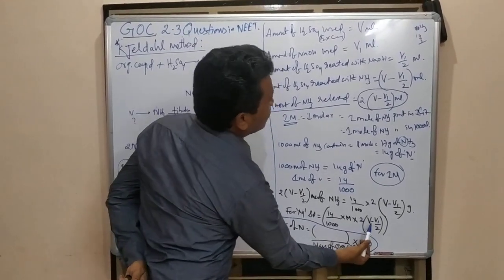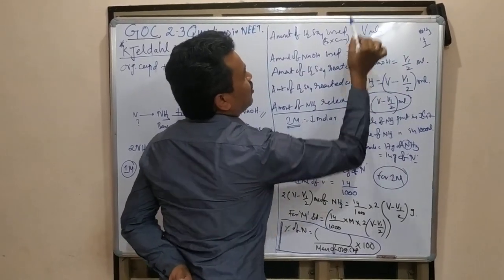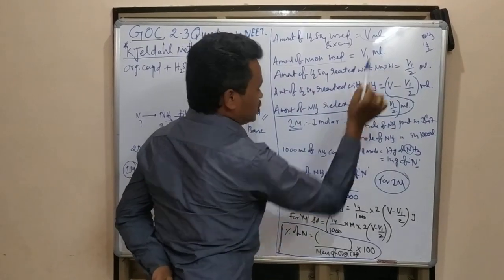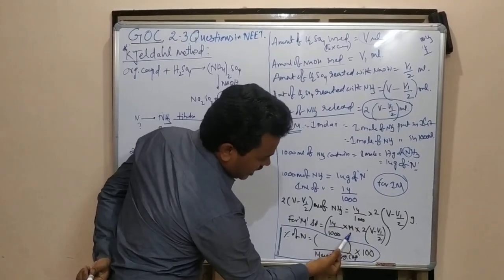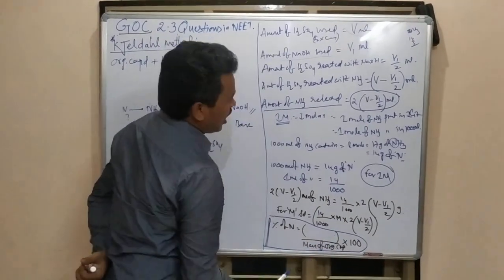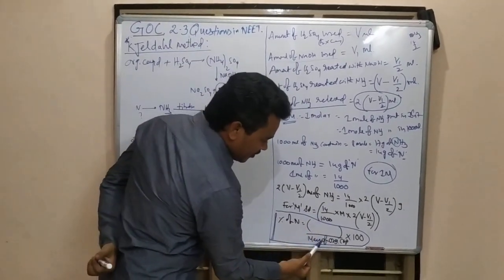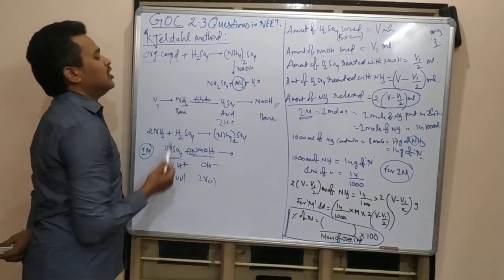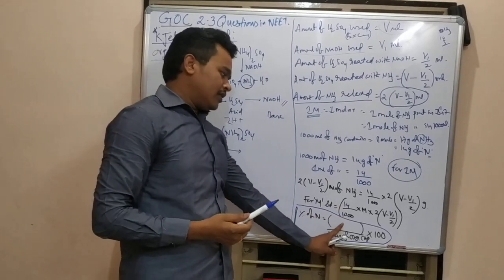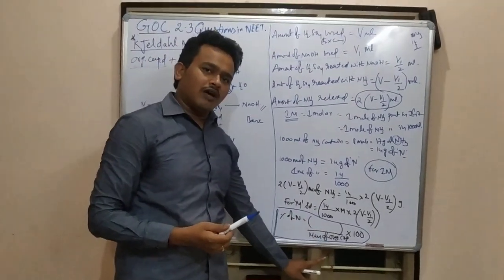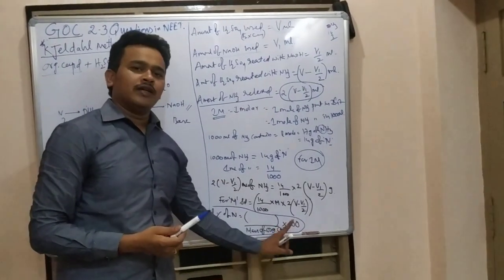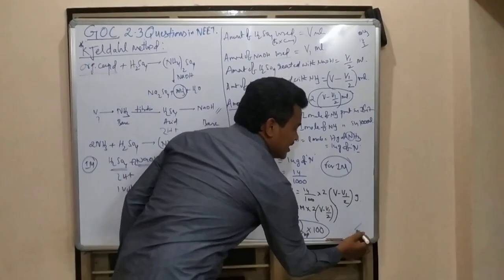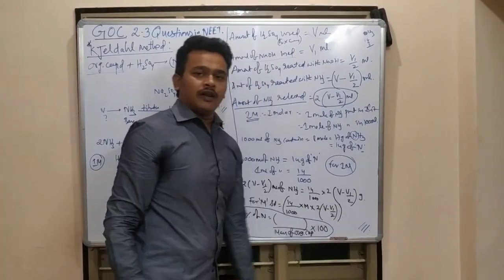What is this V here? The excess amount of H2SO4 you are using. What is V1? The amount of NaOH used in the titration. M is the molarity of the ammonia. And what is the mass of the particular organic compound? So the amount of nitrogen obtained by total mass of organic compound into 100, this is the percentage of nitrogen, and some points are also here.